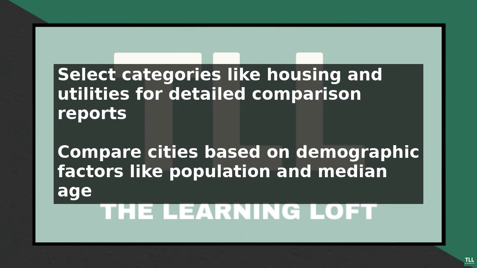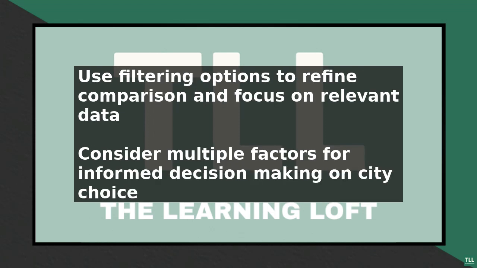Best practices for filtering Best Places city comparison include starting with broad categories and then narrowing down to more specific factors, using the filtering options to focus on the data that is most relevant to your needs, and considering multiple factors when making a comparison. By following these steps and using the filtering options effectively, you can use the Best Places city comparison tool to make informed decisions about which city is the best fit for you.